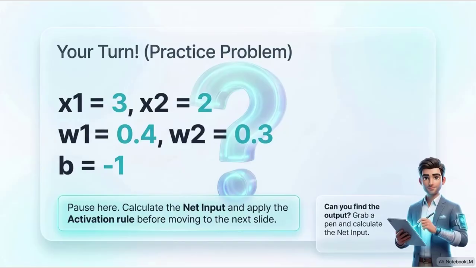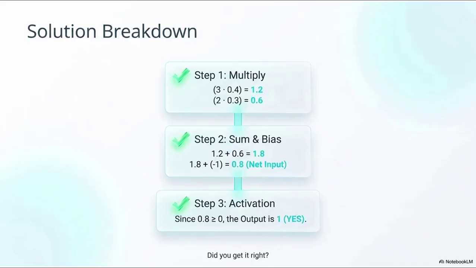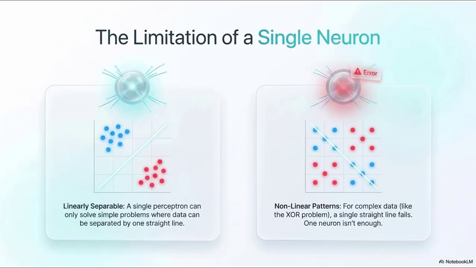Absolutely okay. Now you have got the answer. So let's break this down. 3 into 0.4, like if you see here, you are multiplying this in step 1. Then 1.2 plus 0.6 is 1.8. Then you added the bias. You got 0.8. Now the output is 1. Yes. Hope you got this correct. You can write in the comment section if you got the correct output.